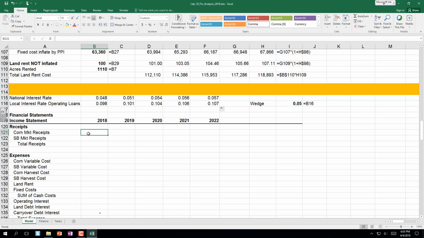Okay. Next step. This is an income statement. We've all seen income statements before. Now you're going to build one.